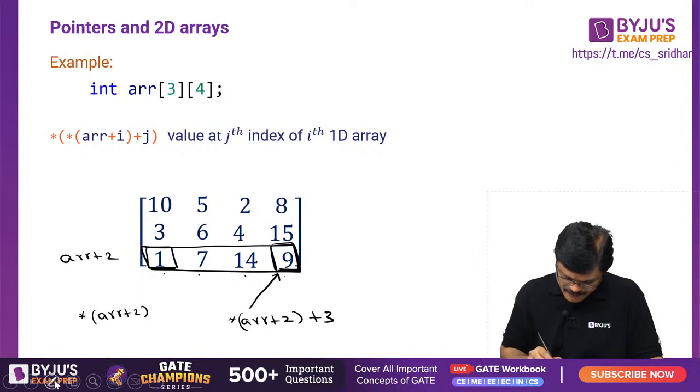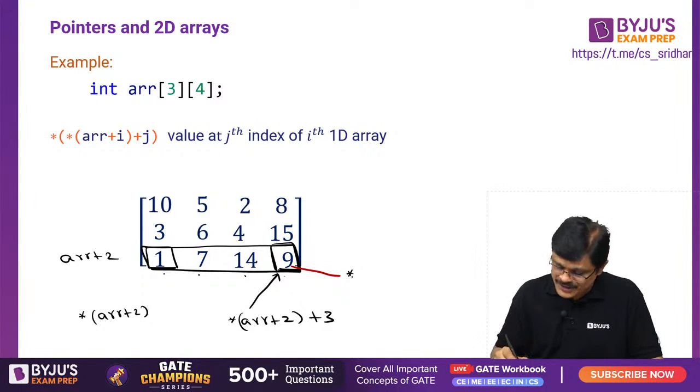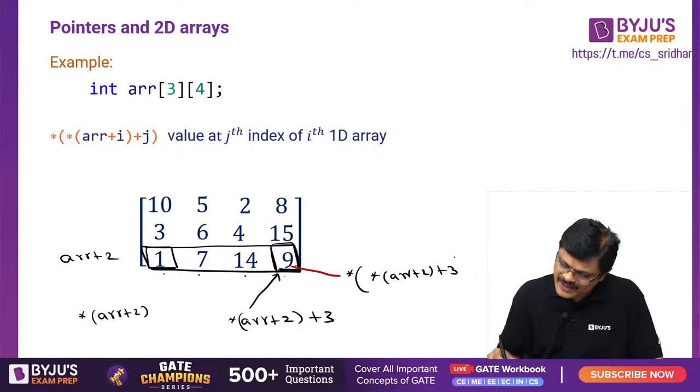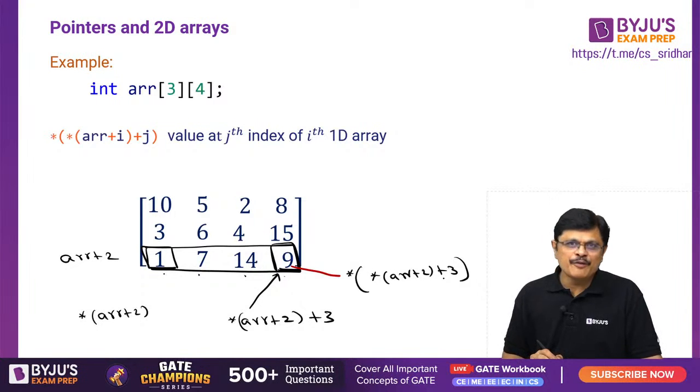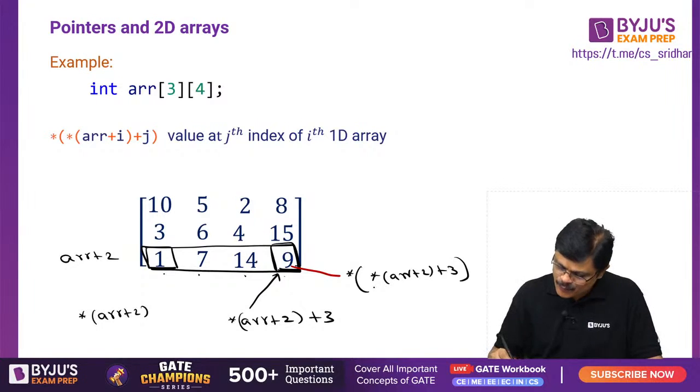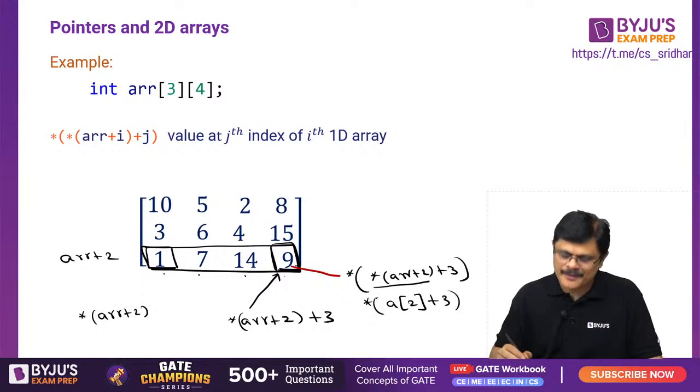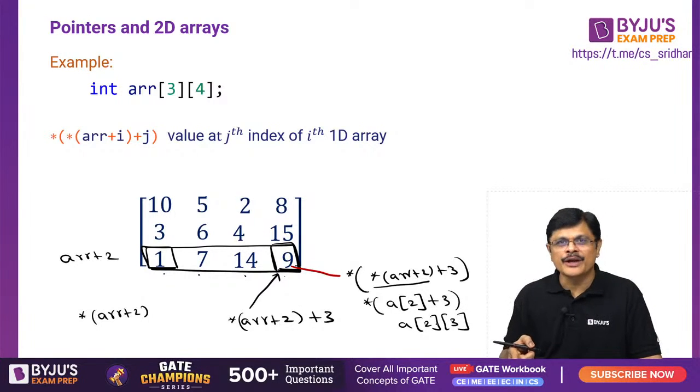Whereas if you want 9, it has to be the value at this location. That is the value at star ARR plus 2 plus 3. And if you remember, for the 1D array we discussed it in a more detailed manner. We called it A2 plus 3 whole star, and the same thing we simply write as A23, my dear friends. Same logic, you can call it A23.